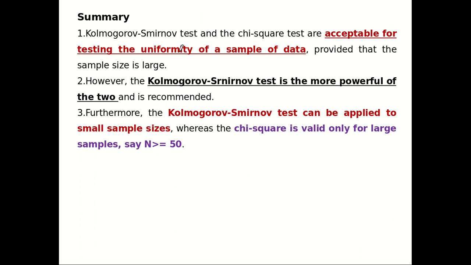In summary, the Kolmogorov-Smirnov test and the chi-square test are acceptable for testing the uniformity of the sample data, provided that the sample size is large. However, the Kolmogorov-Smirnov test is more powerful than the chi-square test, and it can be applied to small size data. If the sample size is greater than 50, then we have to use the chi-square test.